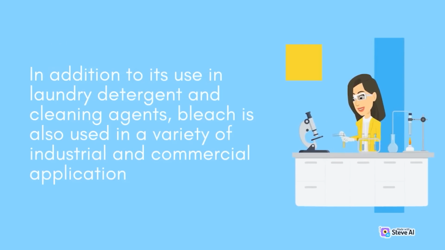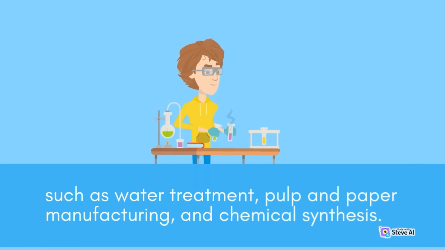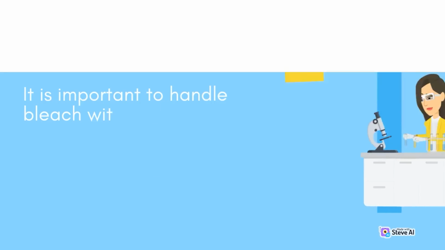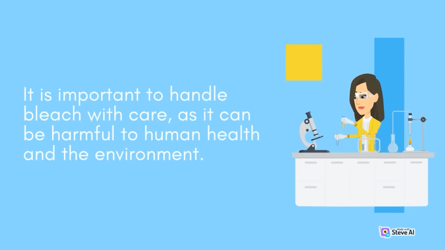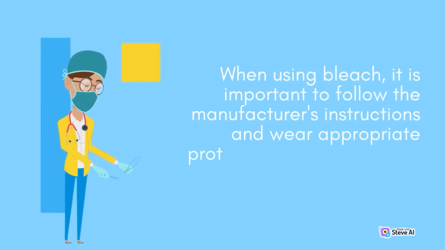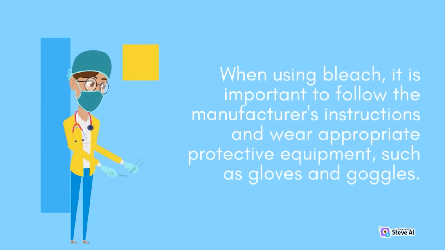In addition to its use in laundry detergent and cleaning agents, bleach is also used in a variety of industrial and commercial applications, such as water treatment, pulp and paper manufacturing, and chemical synthesis. It is important to handle bleach with care, as it can be harmful to human health and the environment. When using bleach, it is important to follow the manufacturer's instructions and wear appropriate protective equipment, such as gloves and goggles.